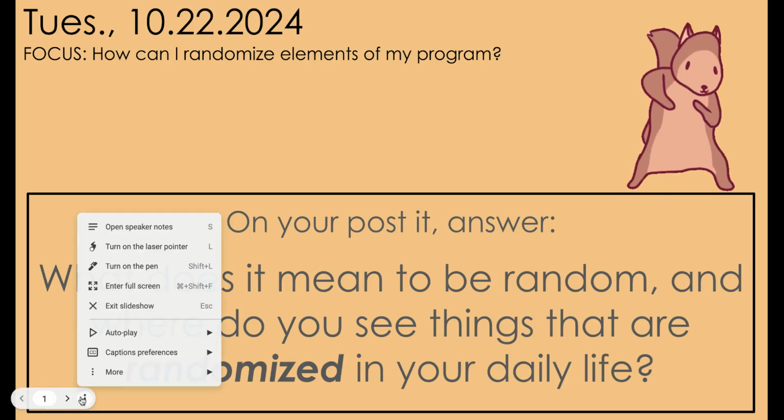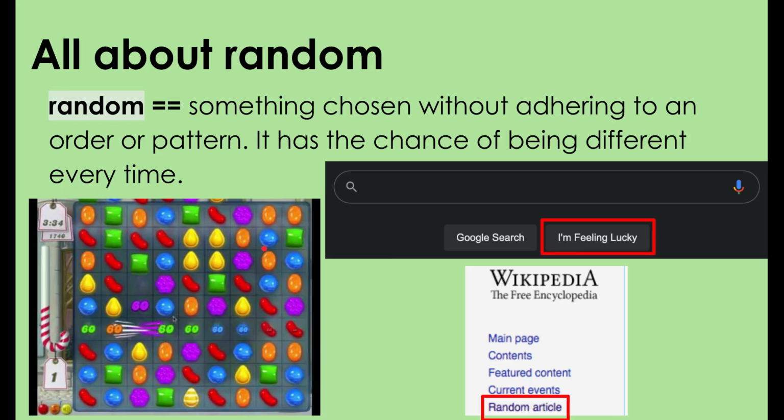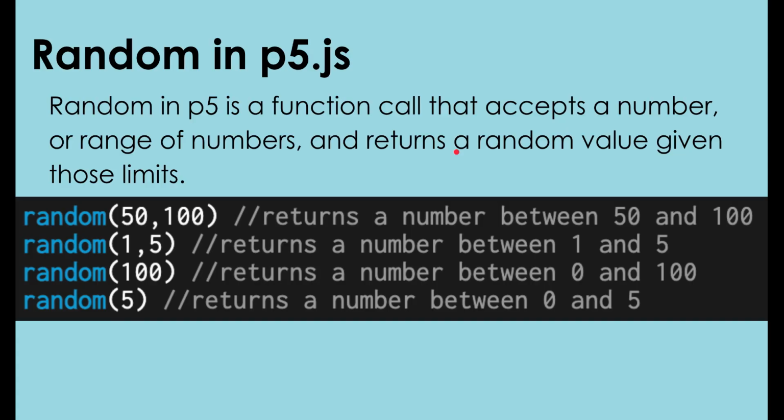In our code, we're going to go ahead and start. I just want to say that random is something chosen without adhering to an order or pattern. It has the chance of being different every time. Notice I said it has the chance of being different. If you roll a dice, there's a chance you get the same thing each time.